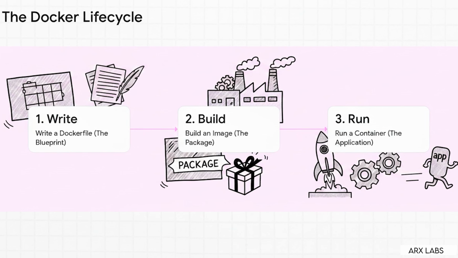So, how does it work? It's really just a simple three-step process. First, we write a blueprint, which is called a Dockerfile. Then we use that blueprint to build a self-contained package called an image. And finally, we press play and run that package as a living, breathing application called a container. That's the whole journey right there.